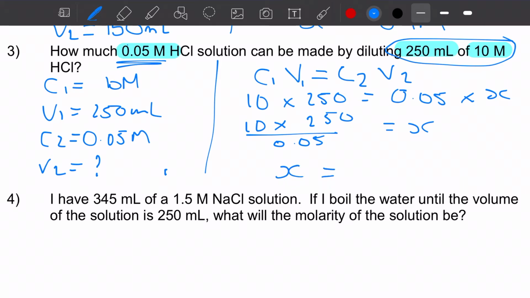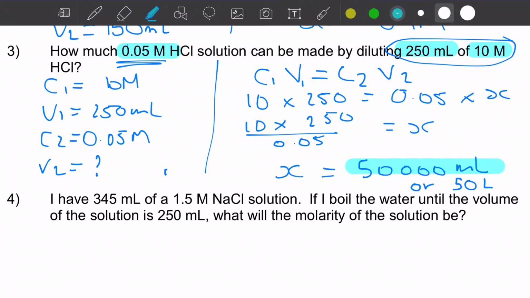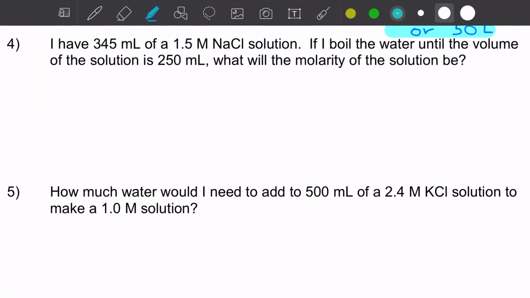And when we actually calculate that, x will end up equaling a very large number, which will be 50,000 mils, or to make it a much easier number, 50 liters. And then we're just going to highlight that to make it clear that that is our answer. Alrighty, next question. We are smashing this out.